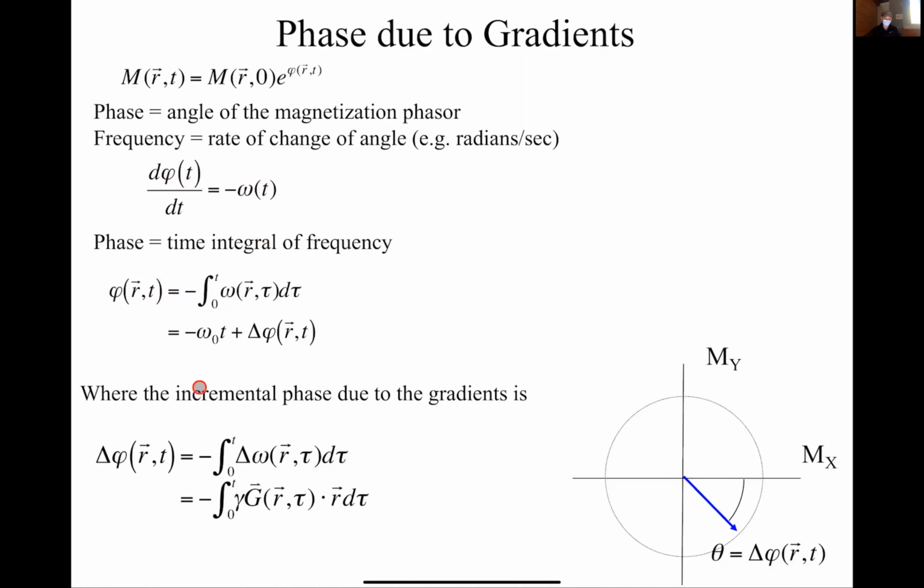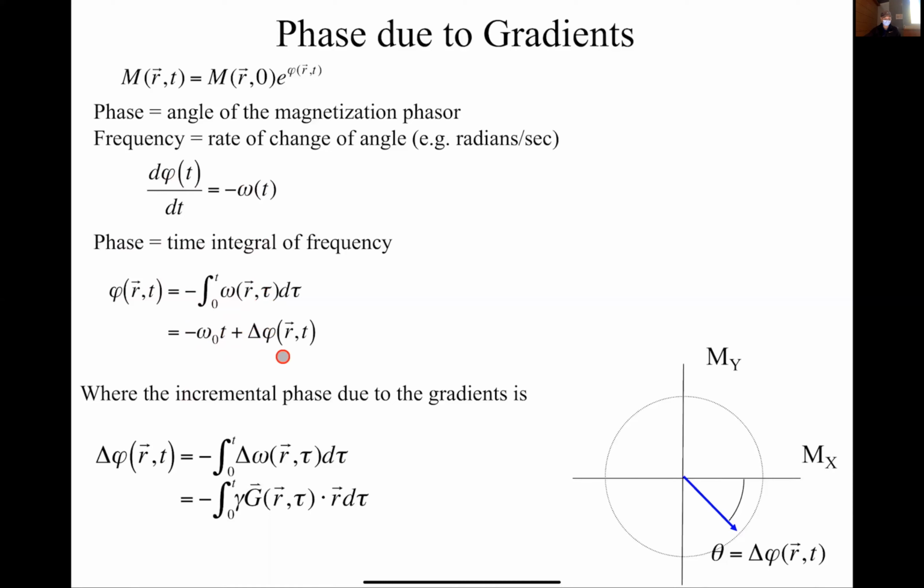Okay, so that's given by this. I take from 0 to t, I just integrate my omega term, and I'm going to have an omega naught t term. We've already seen that. That's the clockwise rotation. And then I'm going to have this delta phi term. And this is the term that we're going to focus on for the rest of the lecture.